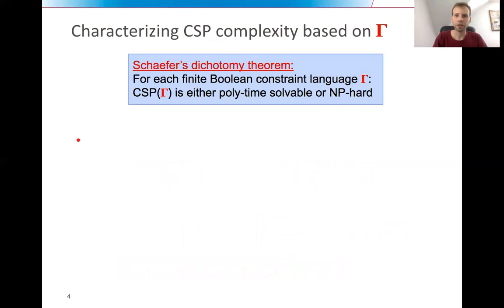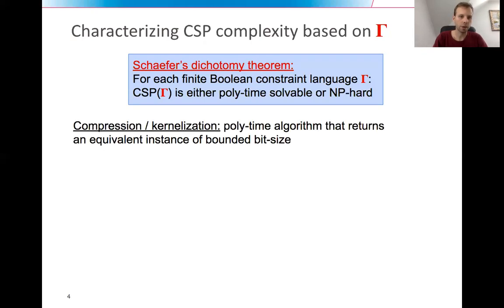In these terms, there is a nice classification theorem which says that CSP(Gamma) can be either polytime solvable or NP-hard, so there is no middle ground, and it provides structural properties on Gamma for CSP(Gamma) to be polytime solvable. In this talk, we are going to focus on the compression perspective.